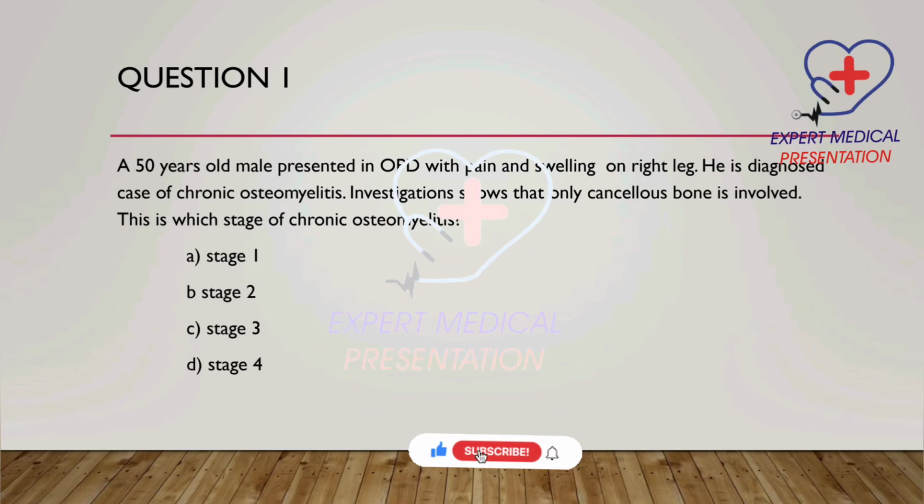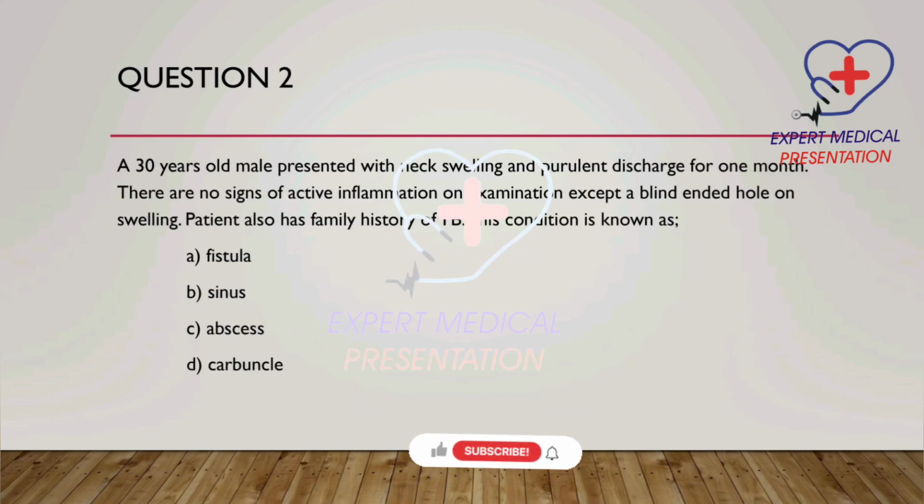Question 1. A 50-year-old male presented in OPD with pain and swelling on the right leg. He is a diagnosed case of chronic osteomyelitis. Investigations show that only cancellous bone is involved. This is which stage of chronic osteomyelitis? A. Stage 1. B. Stage 2. C. Stage 3. D. Stage 4.